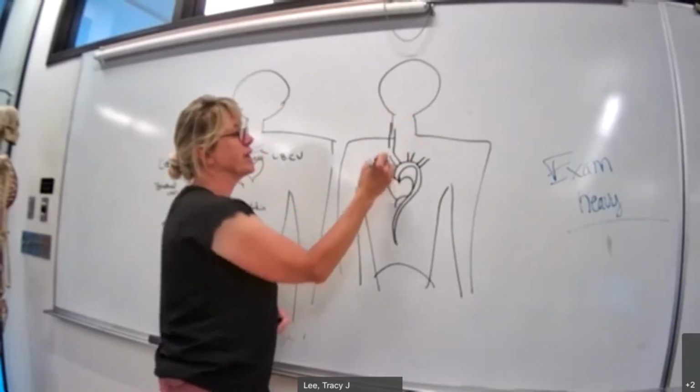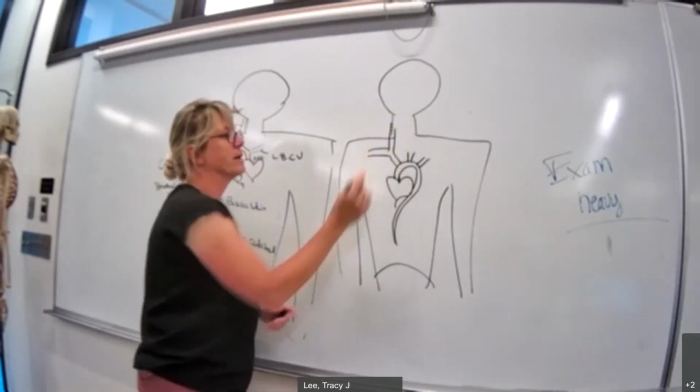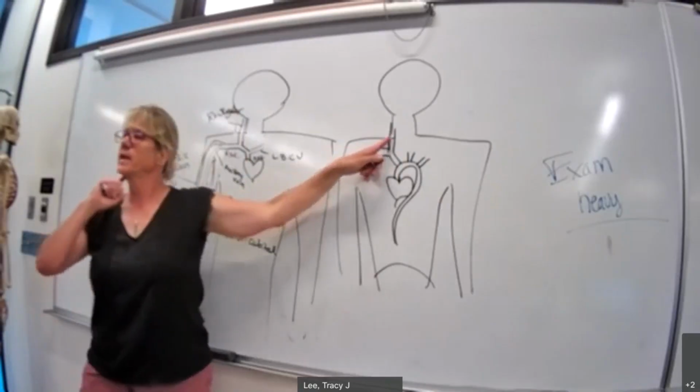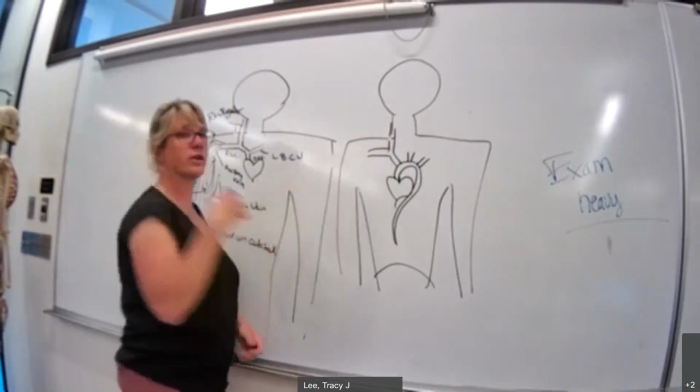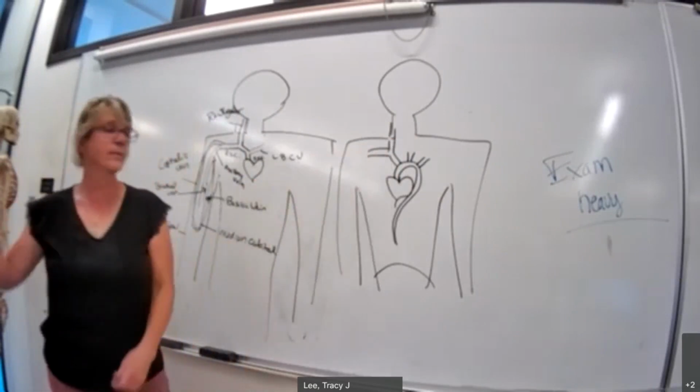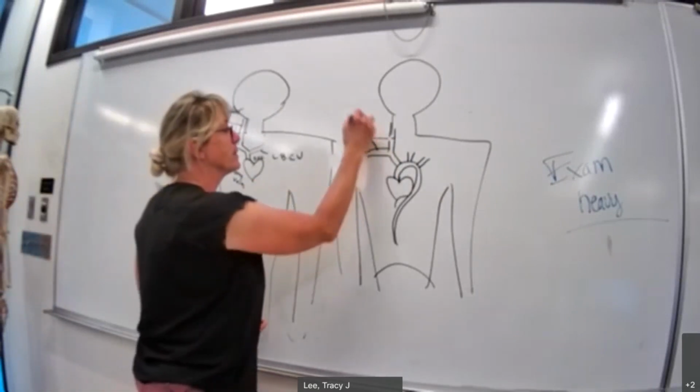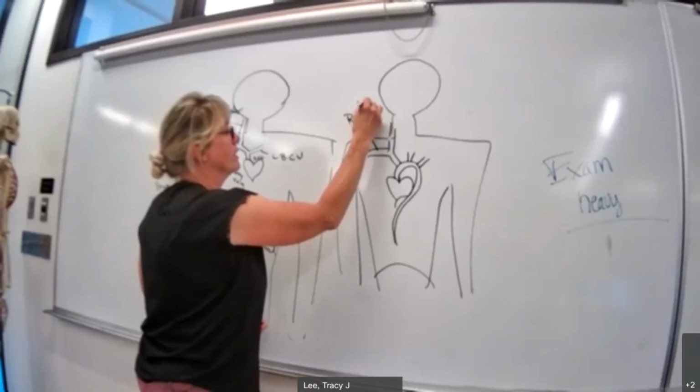Brachiocephalic, and it branches. It's going to change names when it branches, right? So what's the one that goes up to my neck? Right, common carotid. What's the one that goes this way? Subclavian. So this is my right subclavian artery.